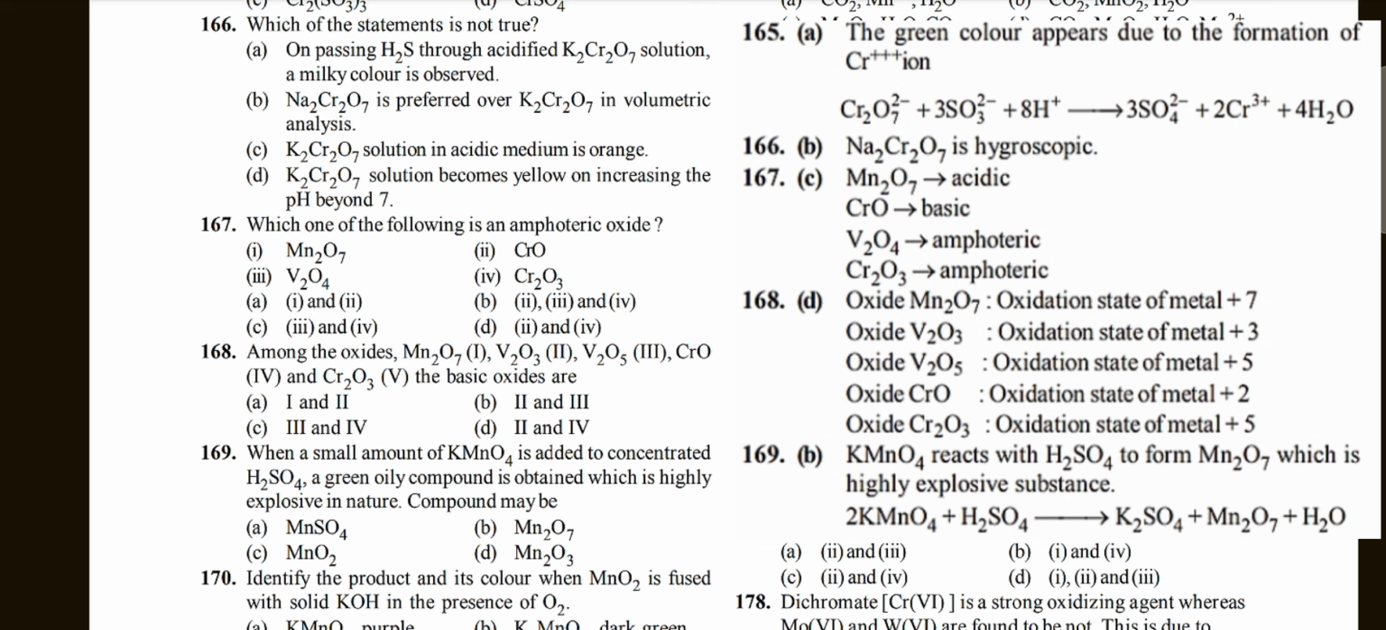Which one of the following is an amphoteric oxide? So here MnO2 is acidic, CrO is basic, V2O4 is amphoteric, and Cr2O3 is also amphoteric. So here option C should be the answer.